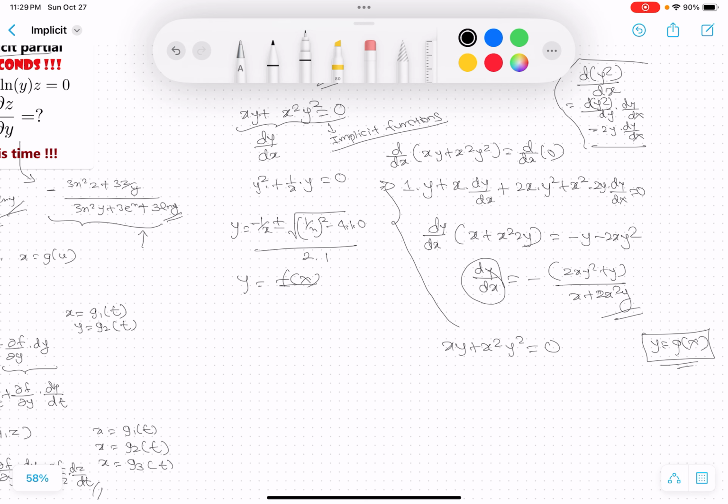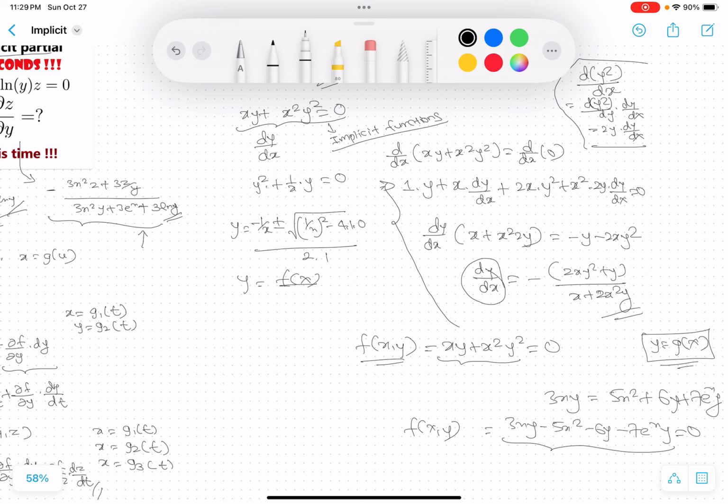Okay, now how we will try to find this is we'll say that this is basically a function of x and y, right? We will say that this entire thing is a function of x and y. Let's say even if the expression was like 3xy is equal to 5x square plus 6y plus 70 to the power xy. If this was the case, we will bring everything to one side, and we will say that this expression is our function of x and y, a multivariable function. We will first do that.